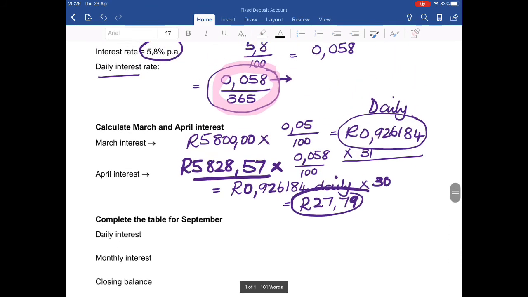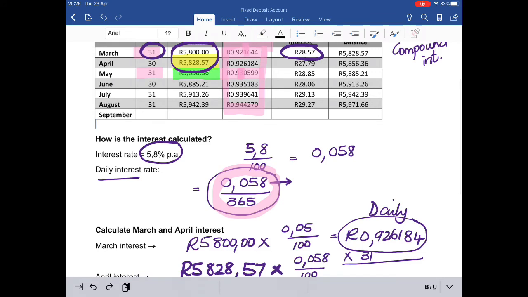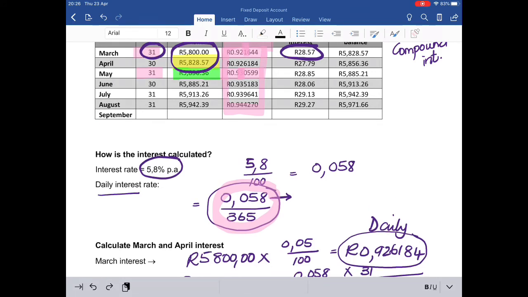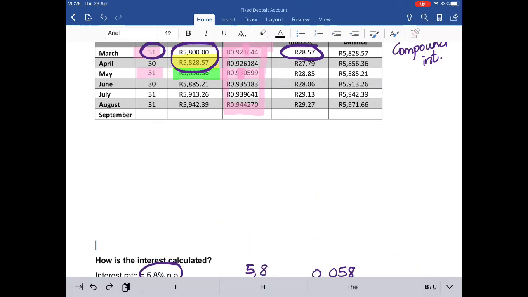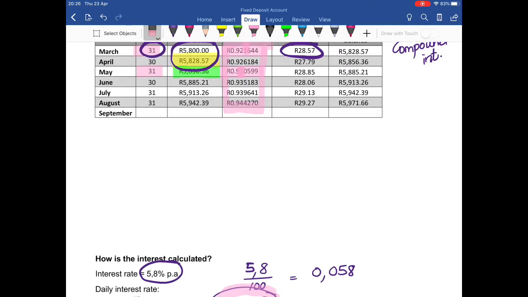Right, now we need to complete the table for September. So let me add a few lines in here. Right, so September. Okay, remember, do the knuckle method. Every month on the knuckle is 31 days. September is in between the knuckles, so September is 30 days. Right, the closing balance of August becomes September's opening balance.